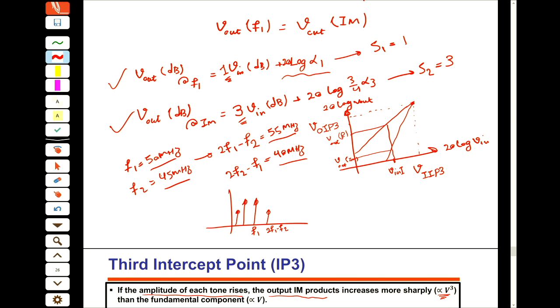I change the input value to another number, for example, I go to this point, and again I read this value and this value. I have these two points, so I can draw a line. I have these two points, I can draw a line and then find the intersection of these two lines and say that, okay, my IP3 value is this point. Is it now clear?